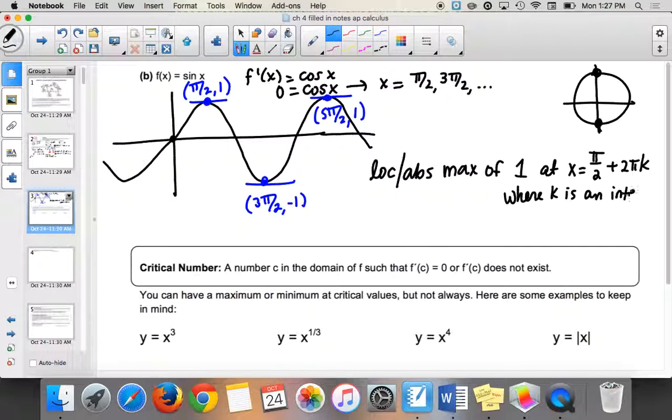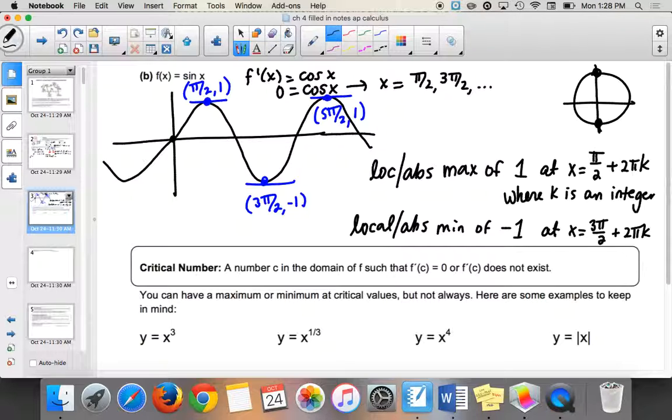Do you guys know how to abbreviate that? K element Z. Where k is an element of the integers. Okay, so the local and absolute min would be negative 1, and that occurs at 3 pi over 2 plus 2 pi k. All right, easy enough. So we can do that one without even using the derivative.